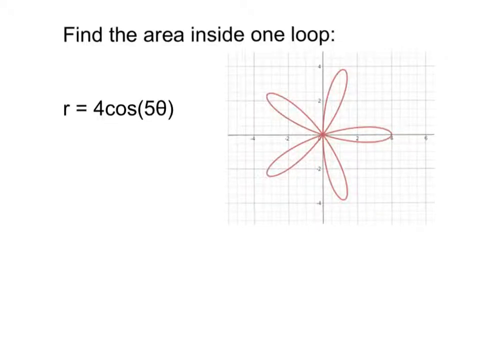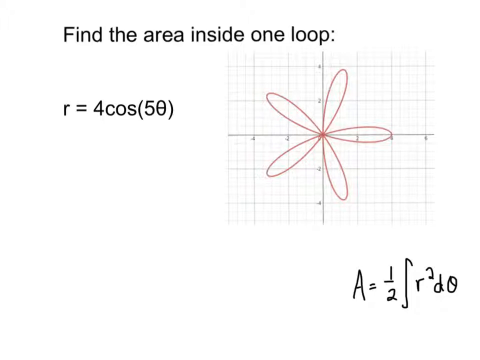I just want to do a couple of quick examples of polar curves before we get to a bigger one. This one, find the area inside one loop. Well, I want to remind you that how we should always start this is with the formula. And remember, the formula is, I'm going to write down here, area equals 1/2 integral r squared d theta.